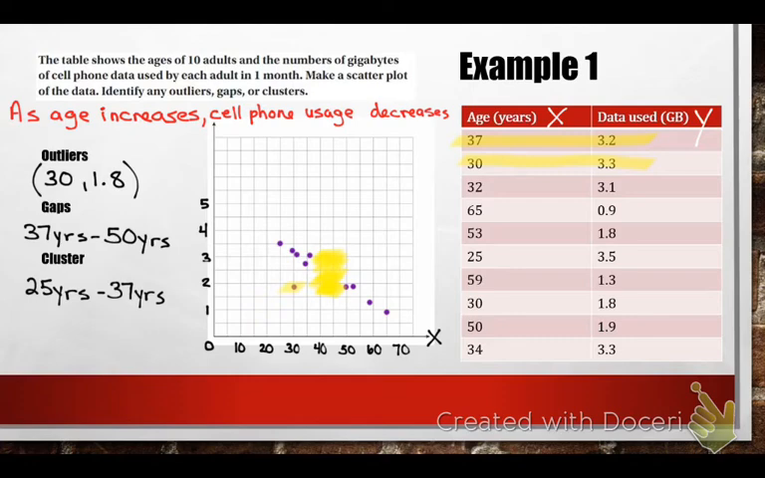No. Okay, so what does this tell us? As age increases, cell phone usage decreases. It might have something to do with advanced technology, that you're just at the age where you'd rather have a flip phone and use what you know, right?